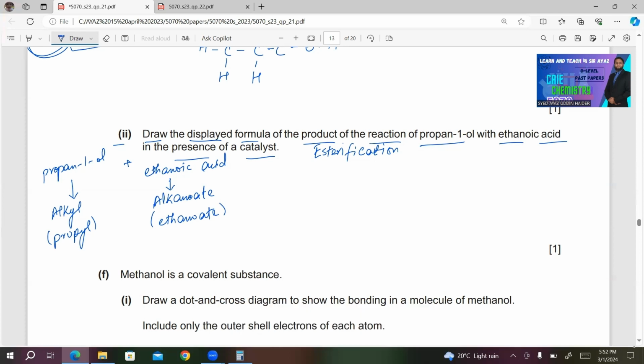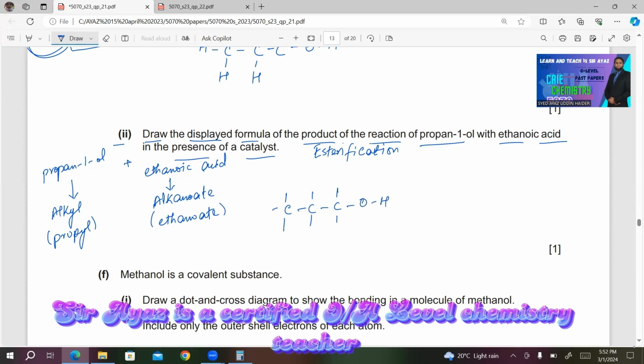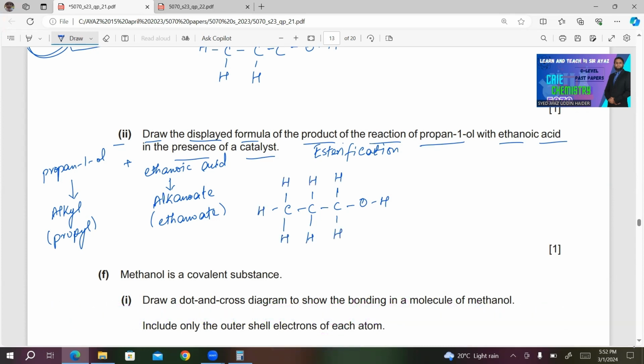So this one is propane-1-ol. 1, 2, 3. These all are hydrogen, and this one is OH. Now I am treating this with ethanoic acid, which will give the alkanoate part in this case. So I am drawing the displayed formula for the ethanoate: H single bond O, C double bond O, CH3.